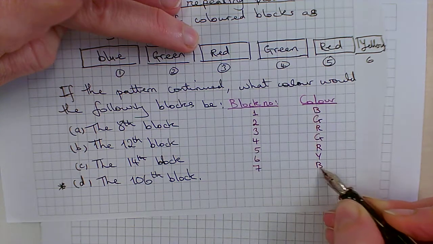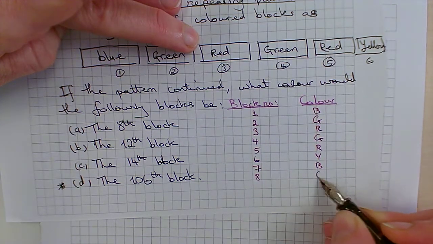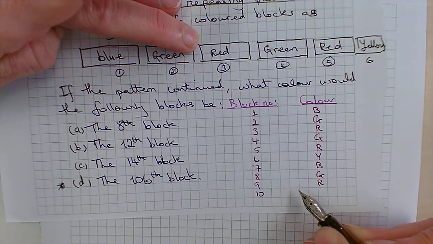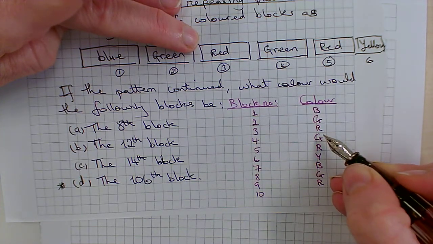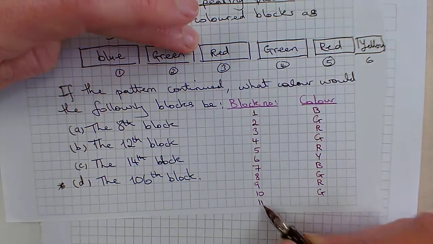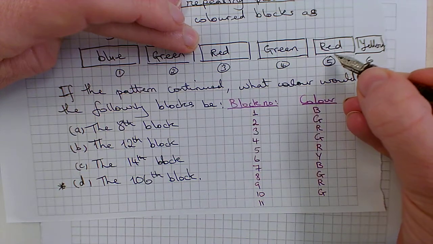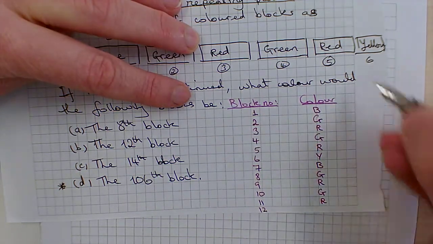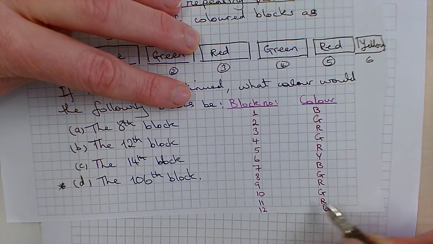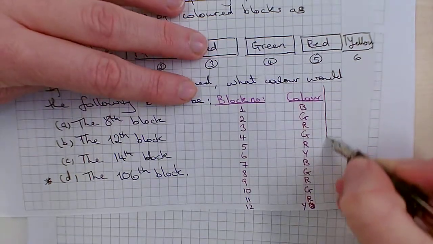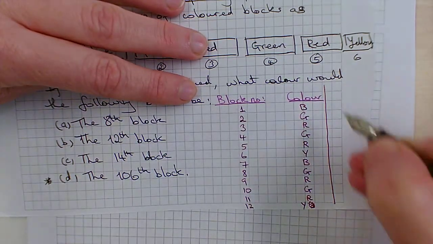So the 7th one will be blue. The 8th one will be green. The 9th one will be red. The 10th one will be green. After red comes green. The 11th one will be red. The 12th one will be yellow. Oh, sorry, I wrote down 6 there. Yellow. Okay, I've run out of space there, so maybe I'll just continue over here.